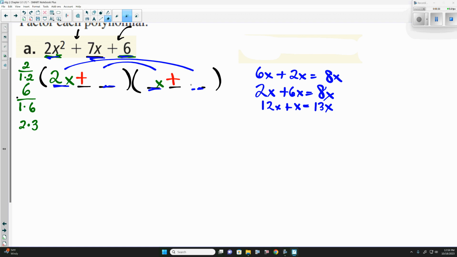Well, there is one we didn't try with the 2 and 3. We didn't put the 3 with the 2 and the 2 over here. 2x times 2 is 4x. 3 times x is plus, and 4x plus 3x is.